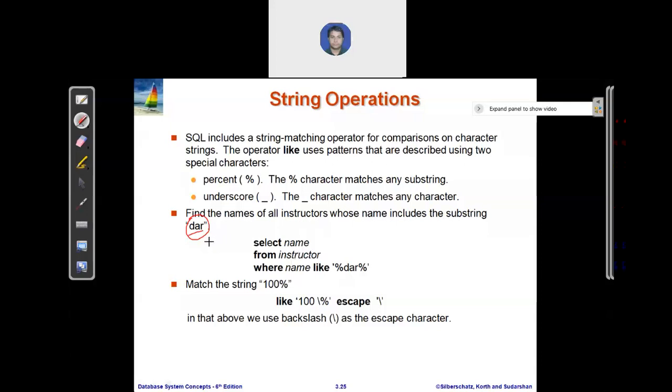And suppose instead of dar it is car, then what will we do? Names in which car is present, like Tendulkar, Gavaskar, or you can think of any name which has car as a substring. Or you can retrieve the names of instructors where the substring is Kumar.